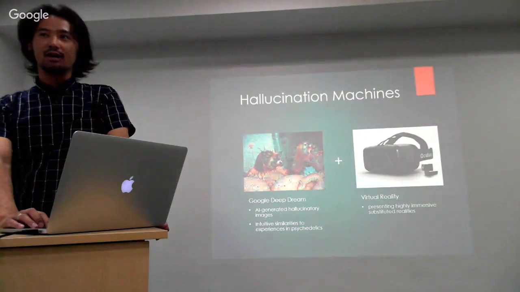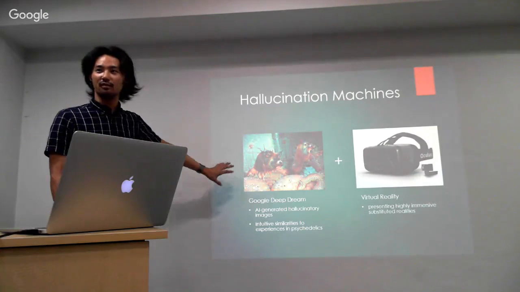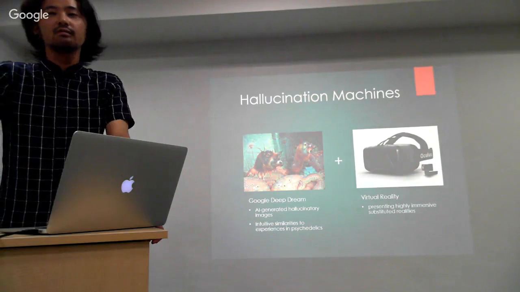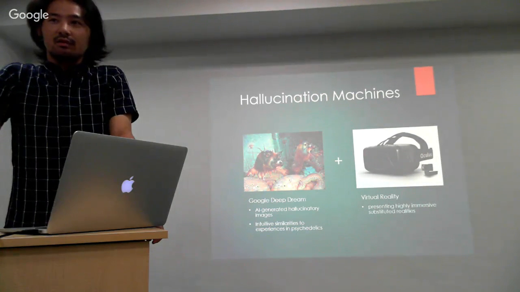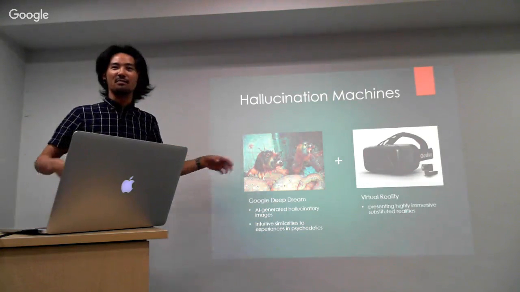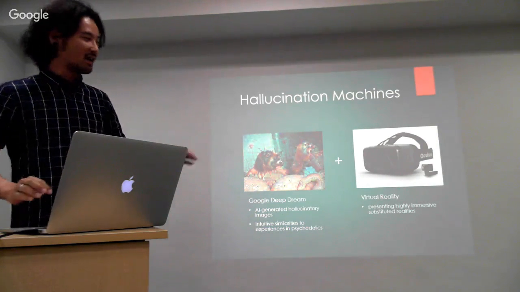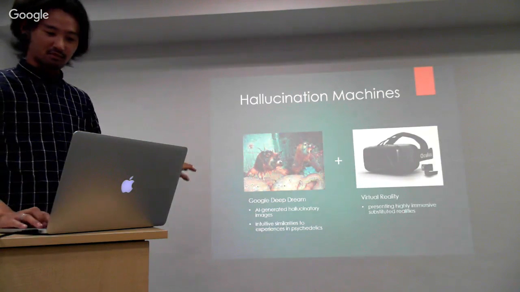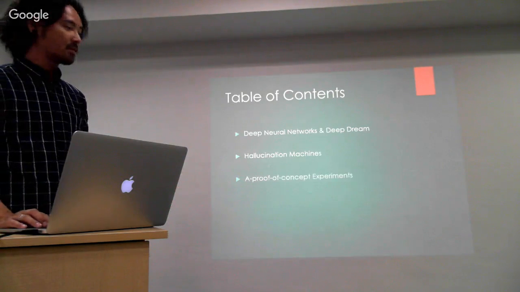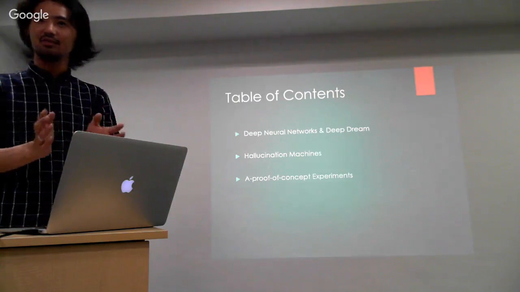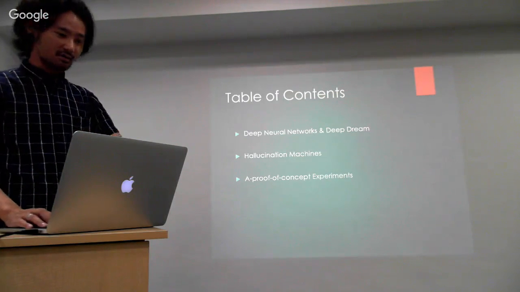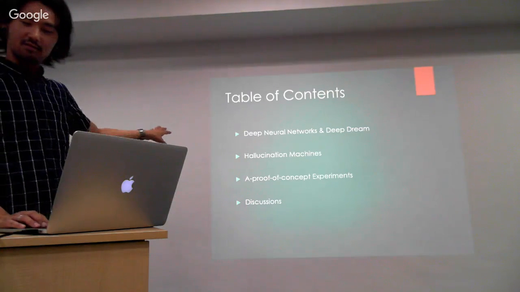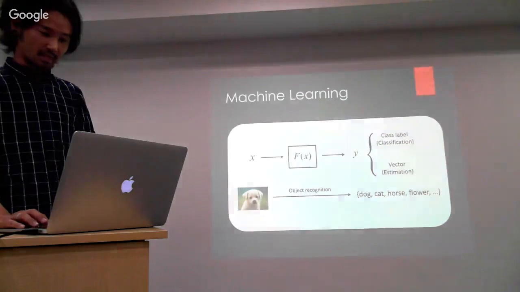We just combine, maybe most people already know this, 2 years ago Google announced their new visualization method for deep convolutional networks to turn any arbitrary image into a hallucinatory, trippy image. And we just combined these two and made a virtual reality version of Deep Dream. So if people here already know deep neural networks well, I'll make a quick summary of this kind of stuff and then go into the actual video of the hallucination machine.